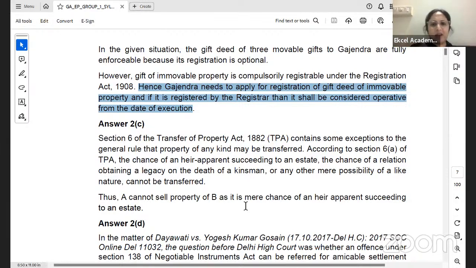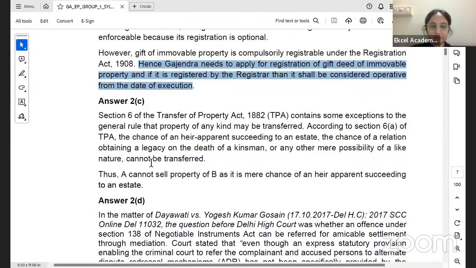Son thinks that anyway, I am the heir. I will only get the property on inheritance after the death of the father. So now he thinks that I am the owner, and he will sell the property. Father is still alive. He thinks that anyway, tomorrow I am only going to get the property, so now I will sell it. Is it valid? So we will see the answer.